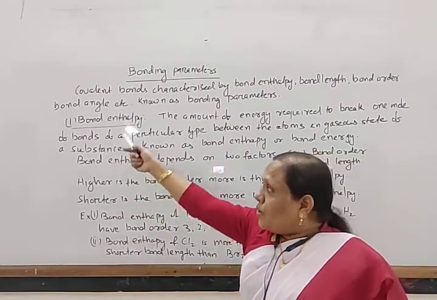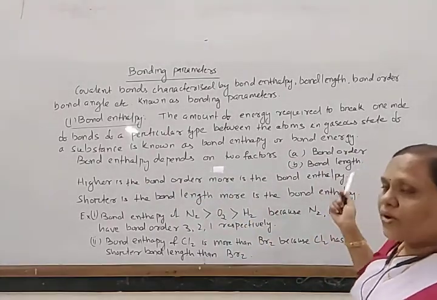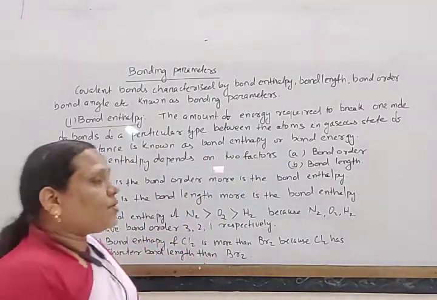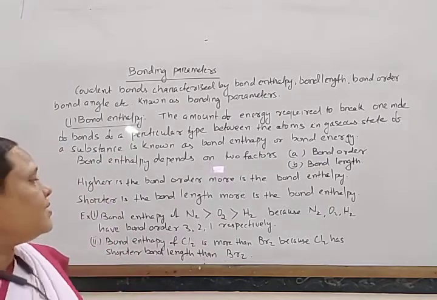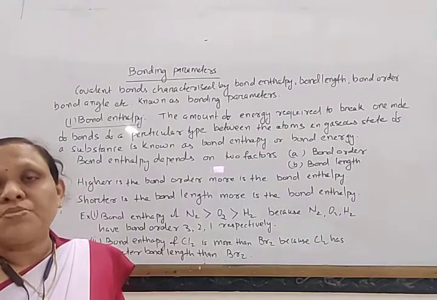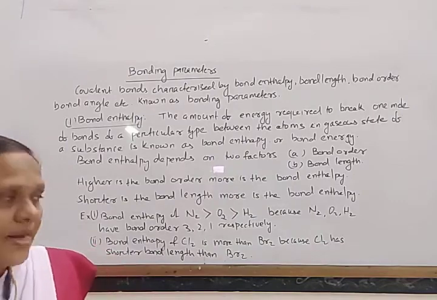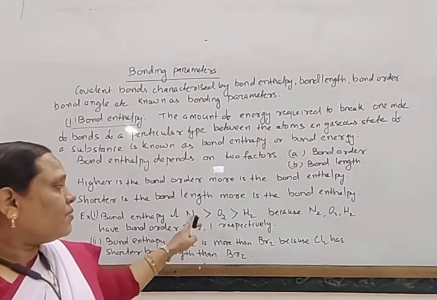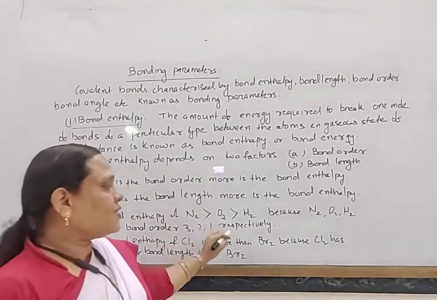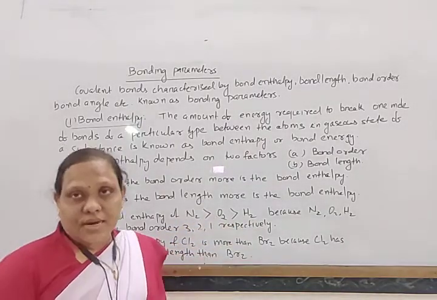Bond enthalpy depends on two factors, that is bond order and bond length. The more the bond order, the more is the bond energy. Similarly, the shorter the bond length, the more is the bond enthalpy or bond energy, and the longer the bond length, the less is its bond energy. For example, if we consider the bond energy of nitrogen, oxygen, and hydrogen, nitrogen has higher bond enthalpy than oxygen, than hydrogen, because it has bond order 3, oxygen has 2, and hydrogen has 1.